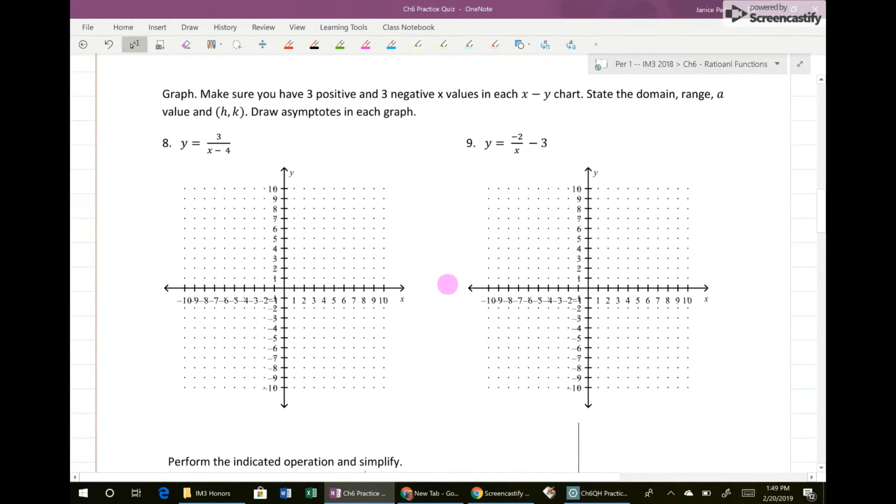The next page, we're going to graph again. So in this case, the HK is 4, 0. The a value is 3. Domain: x cannot equal 4, and the range: y cannot equal 0. So I'm going to go ahead and graph that.